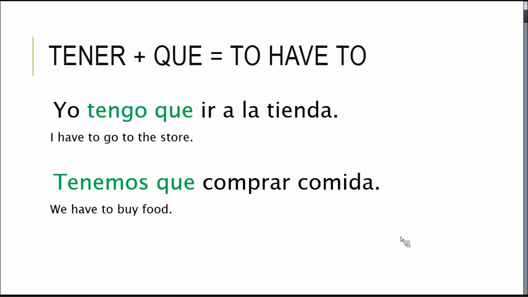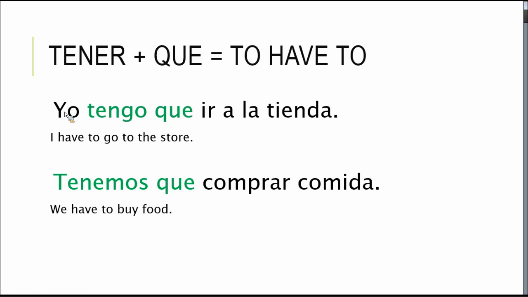So we have tener plus que means to have to. We have yo tengo. Notice that was the conjugation that goes with the subject, I. Yo tengo que ir. And there's our infinitive, the base form of the verb. Ir a la tienda. Yo tengo que ir a la tienda. The biggest thing I want you to make sure you do is conjugate the verbs. Conjugate the verbs means use the changes of those verbs.